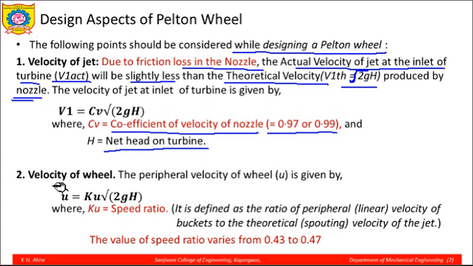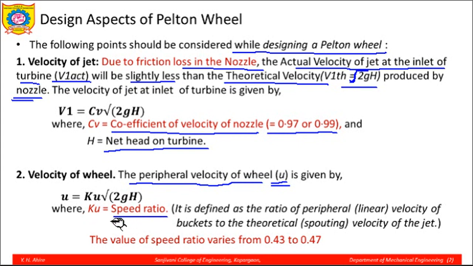Next is velocity of the wheel. As the jet strikes, the wheel will start rotating. So the peripheral velocity, tangential velocity, circumferential velocity of the wheel, small u, is given by the formula u is equal to Ku into square root of 2 into g into h. Here Ku means speed ratio.